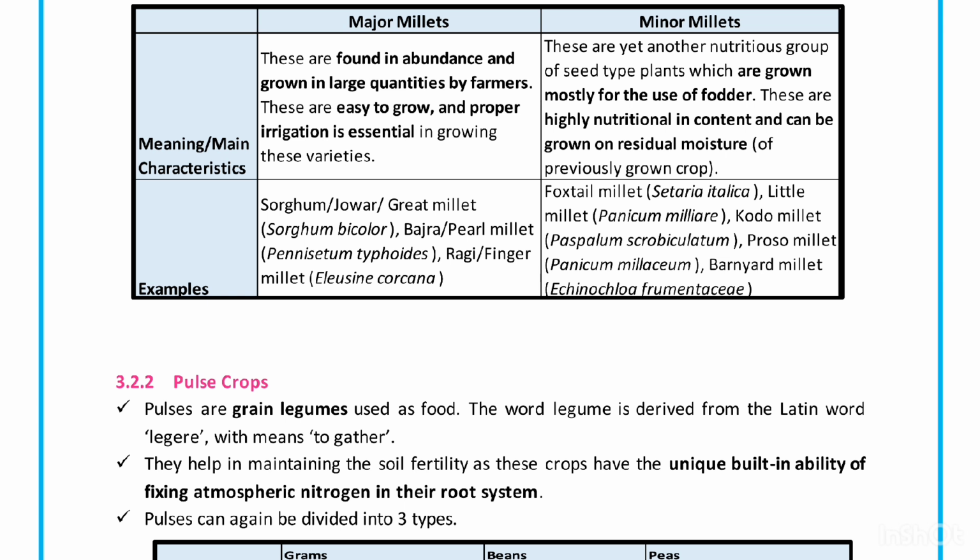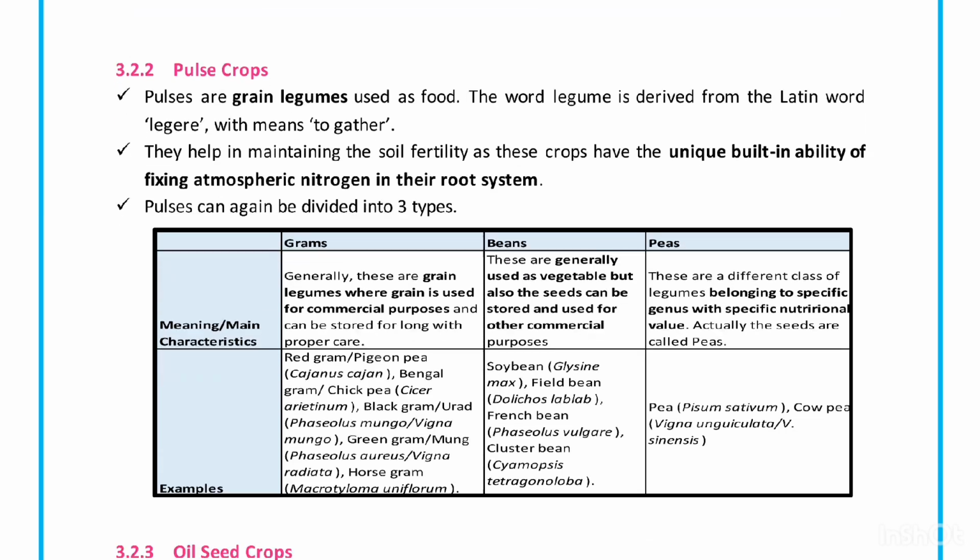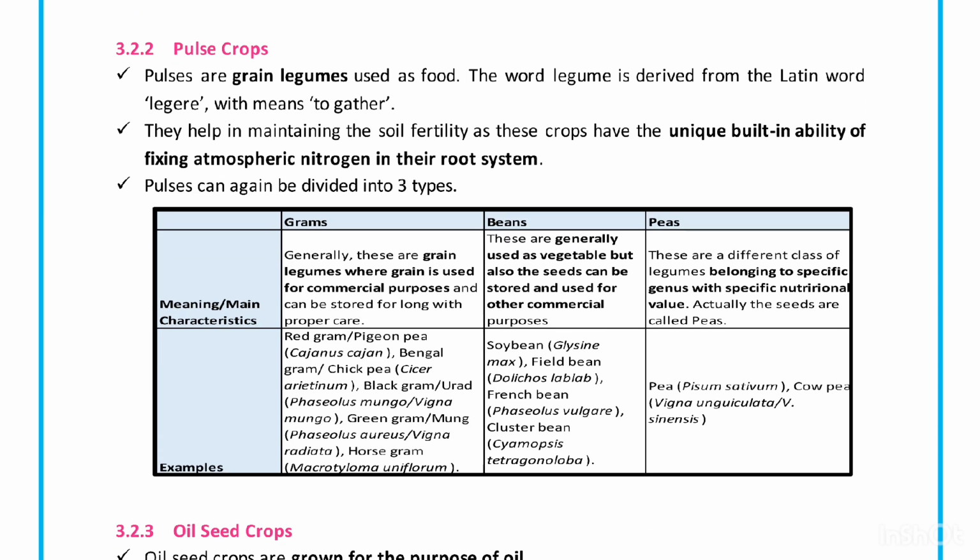Next category is pulse crops. Students, pulses are basically the dal that we are consuming in day to day life. Be it lentil, be it moong, chickpea, all these are pulses. And pulse crops in agriculture terms mean all the grain legumes, all the crops that we are growing for grain purpose also belong to the legume category.